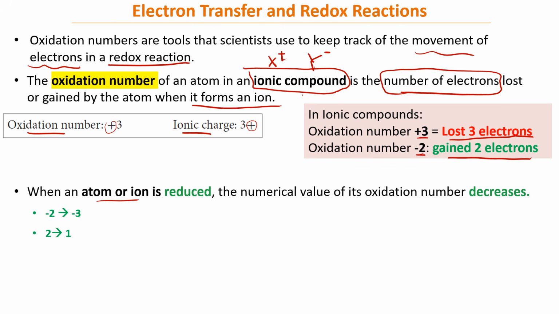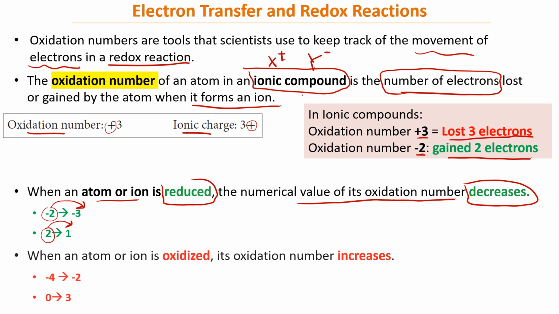When an atom or ion is reduced, the value of the oxidation number decreases. So if in the reactants the oxidation number was -2 and it became -3, in math it is reduced, right? So this is reduction from 2 to 1, reduction. But when it's oxidized, the oxidation number increases. So إذا الذرة في الرياكتنتس المتفاعلات كانت -4 شحنتها or the oxidation number is -4 and it became -2, then it's oxidized. If it was 0, it became 3, it's oxidized because there is an increase in the oxidation number. Now don't worry, you are going to learn more and more about oxidation numbers and the rules behind them, okay?